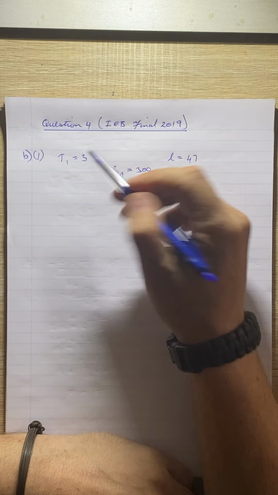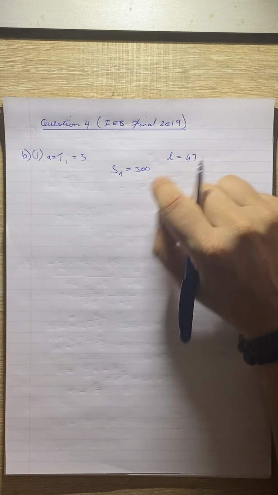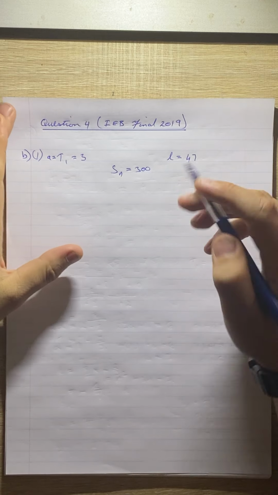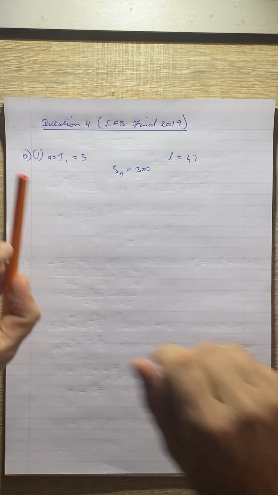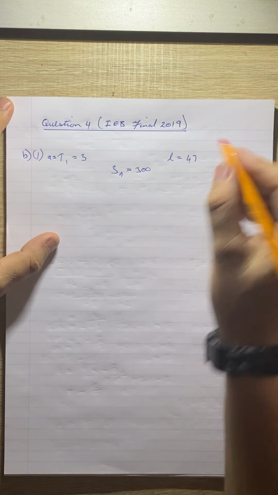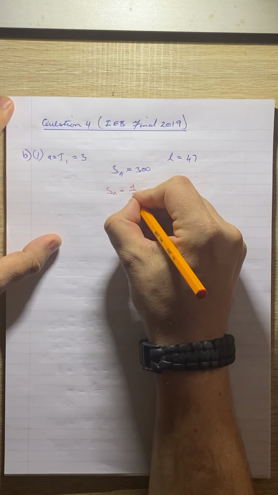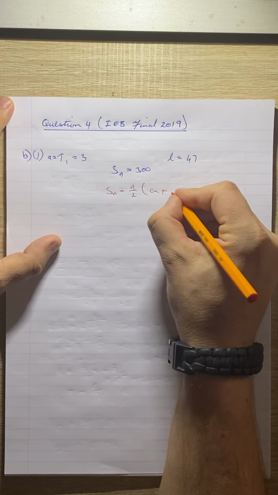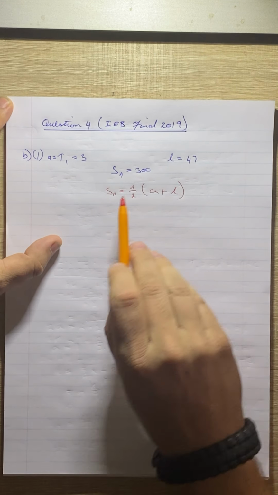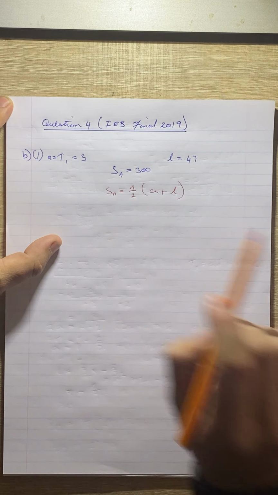So we know what the first term is, and we can also say a is equal to 3. We have the last term, and the sum of however many terms there are is 300. Because we're given a and L, I'm going to use this formula: Sn is equal to n over 2 times (a plus L). This formula is not on your formula sheet, grade 12s. You need to know this one off by heart.